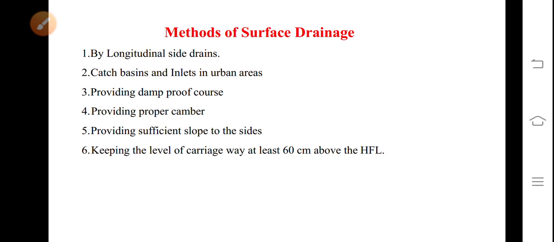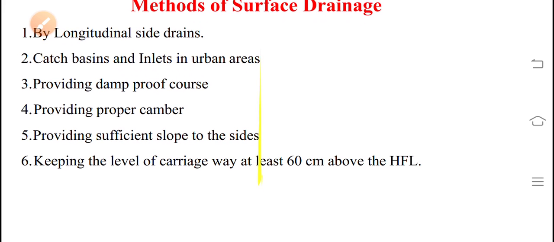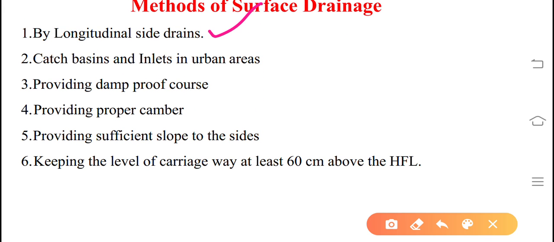Methods of surface drainage. There are so many methods. By longitudinal side drains, by catch basins and inlets in urban areas. In urban area, everywhere we may not be able to provide longitudinal side drains, then we will provide catch basins and inlets in urban area.